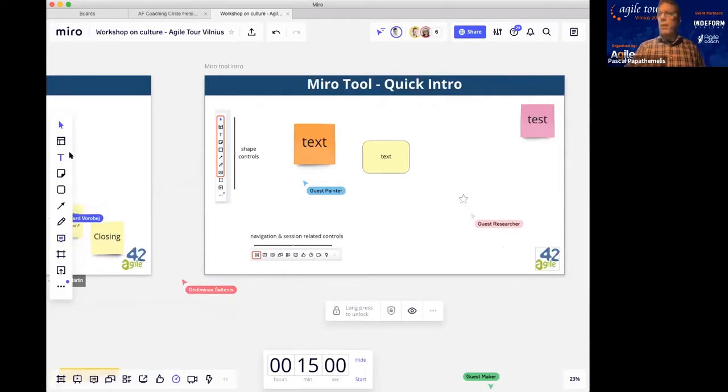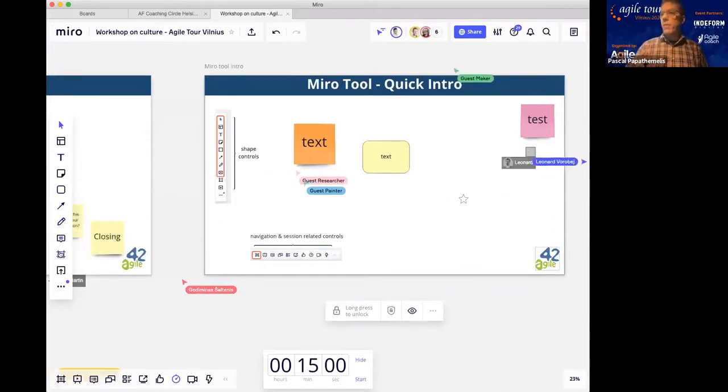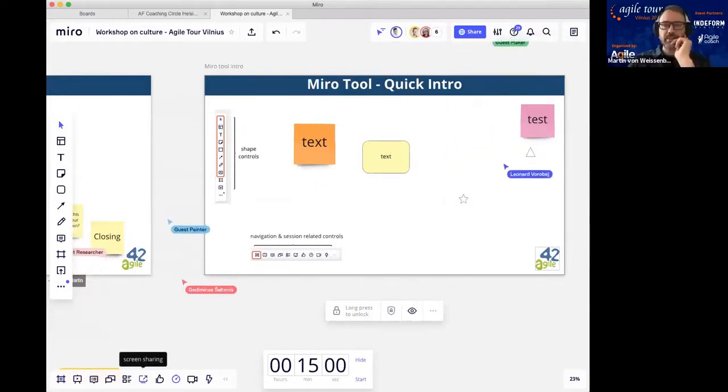Then we also have arrows to connect things. There is a free pen, probably we will not need that. Comments. This one is to create frames. We will not need that. This one is to upload, and there are also other actions. Upload pictures. You can also paste in pictures.